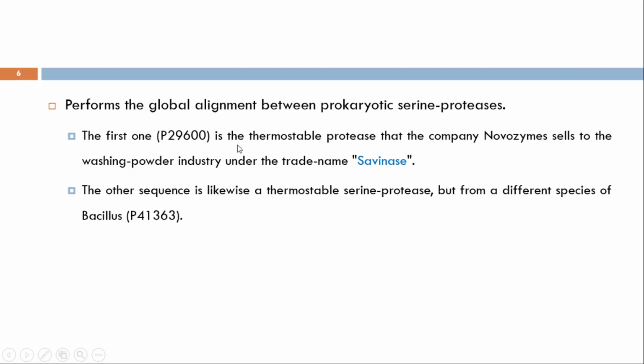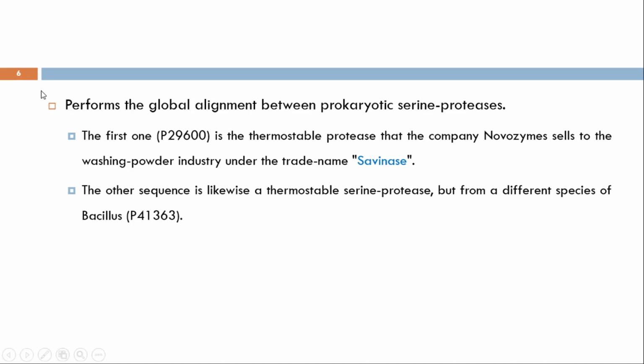This thermostable enzyme is sold by the Novozymes company under the brand name Savinase. There is another thermostable serine protease, but from a different species of Bacillus, P49363. So in this session, we are going to learn how we can align both protein sequences, and let's try to find out what percentage of similarity both thermostable protease enzymes are sharing.